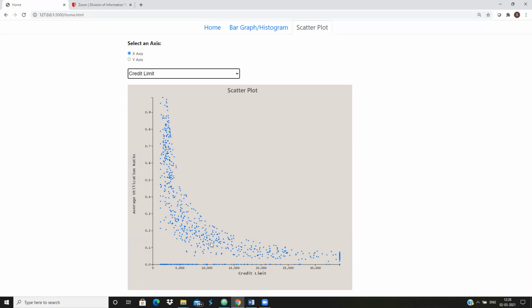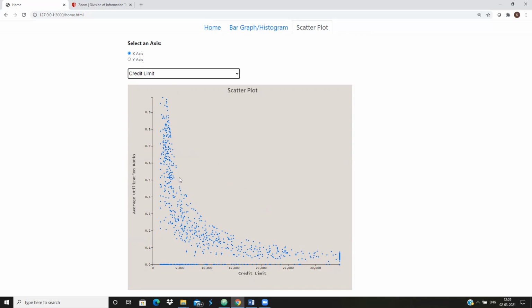We can see that there are some customers with a very high credit limit but low utilization ratio, right? And also there are customers with a very low credit limit but a high utilization ratio. So this could imply that the expenditure among all the customers may not be very different, right? A person with a very high credit limit may be spending the same as what a person with a very low credit limit is spending.